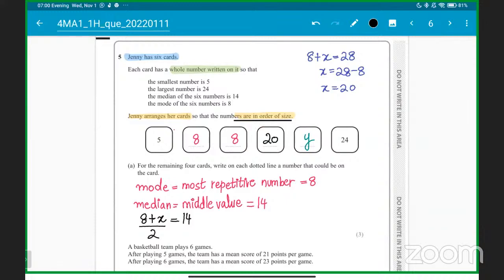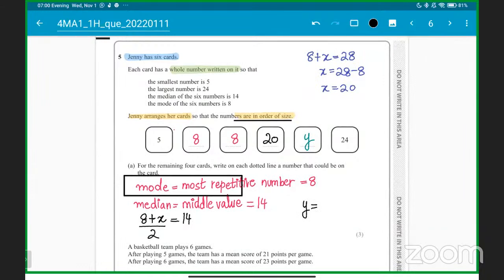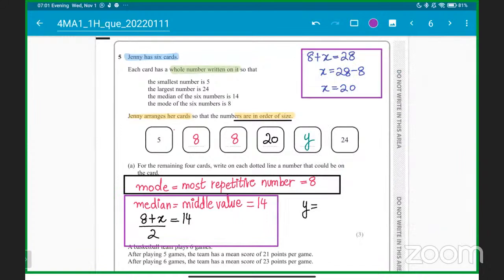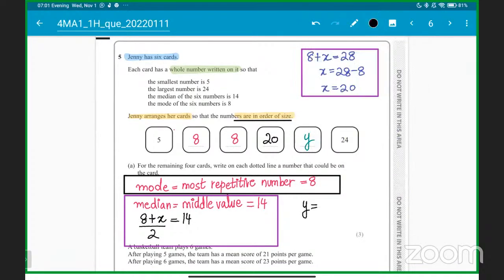Now for the Y value, you can choose any of the numbers. The examiner will allow you to choose any of the values because there are no more restrictions. One restriction was the mode, sir. So I've already worked it out for the mode. And one restriction was the median. So I've already worked it out for the median as well. 2 numbers I've got this way. So Y can be anything above 20 and below 24. Y can be 21, students, Y can be 22 and Y can be 23. You can just write any number, whatever you think is fine.